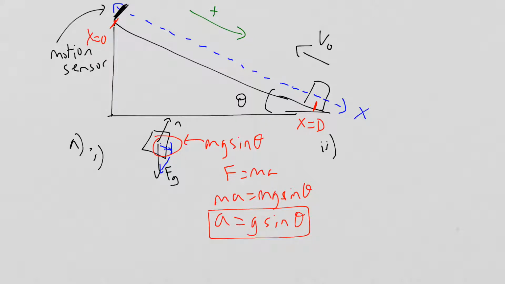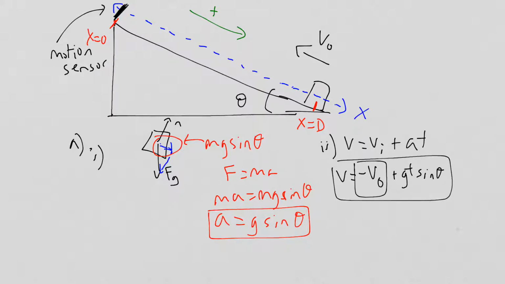It's just kinematics. If I know the initial velocity and the acceleration, I can relate that to the velocity as a function of time. Right? That's just v equals v initial plus at. And so all I do is I plug in. The one thing that you have to be careful with is that the initial velocity is negative because the direction is opposite. And then g t sine theta. Right? And that's part 2.